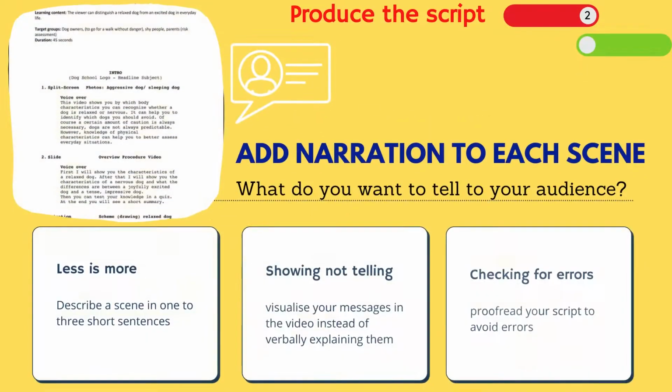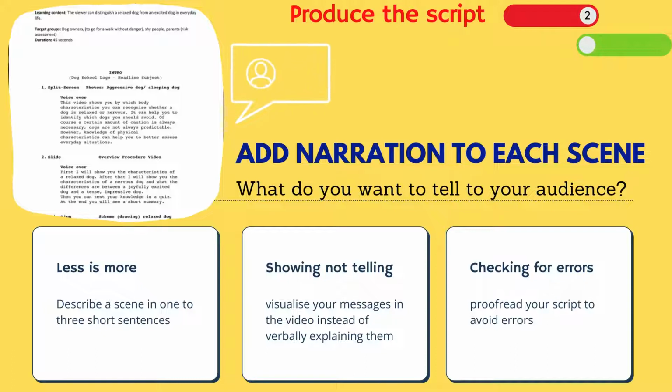Let's move on to the second step, the script. Script writing is about writing down the movement, actions, expression and dialogue of the characters in the video. This can be done in a screenplay format. Screenplay format is used to express the story visually. The script consists of a title, learning content, target group, duration, and a short description for each scene.